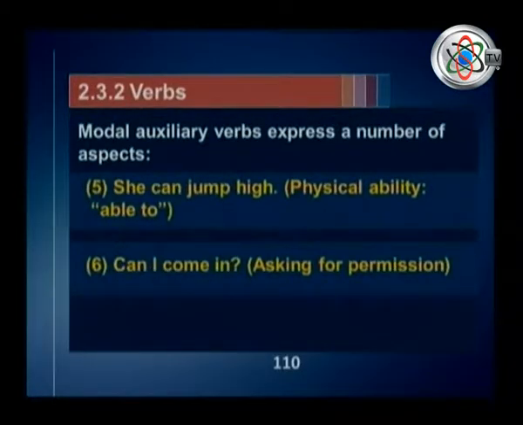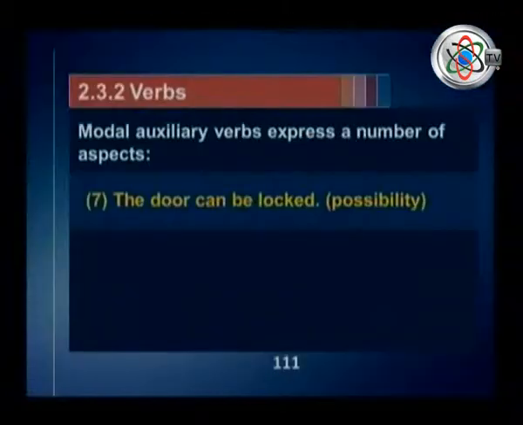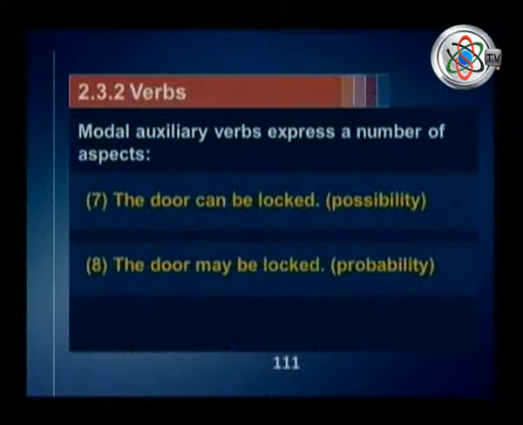Asking for permission, whether you are allowed or not. And modal verbs can also express a number of aspects. For example, the door can be locked. Possibility. There is a possibility you don't lock it, you leave it open. You see? The door may be locked. This is probability. Be careful about the two usages and try to differentiate.